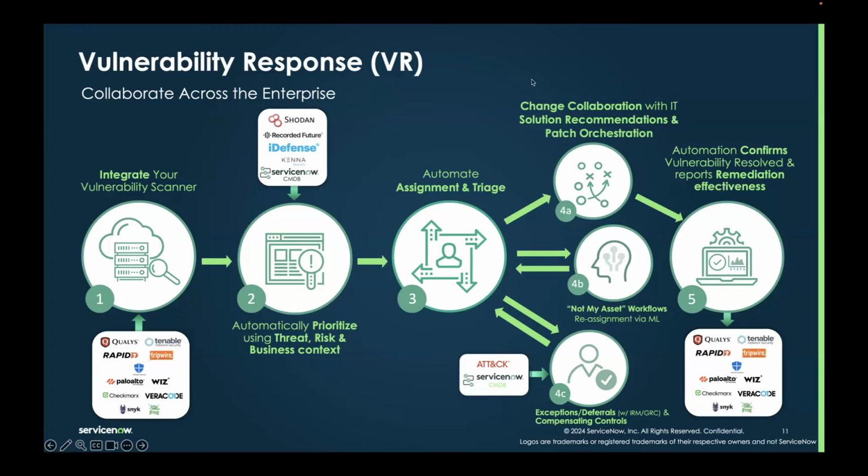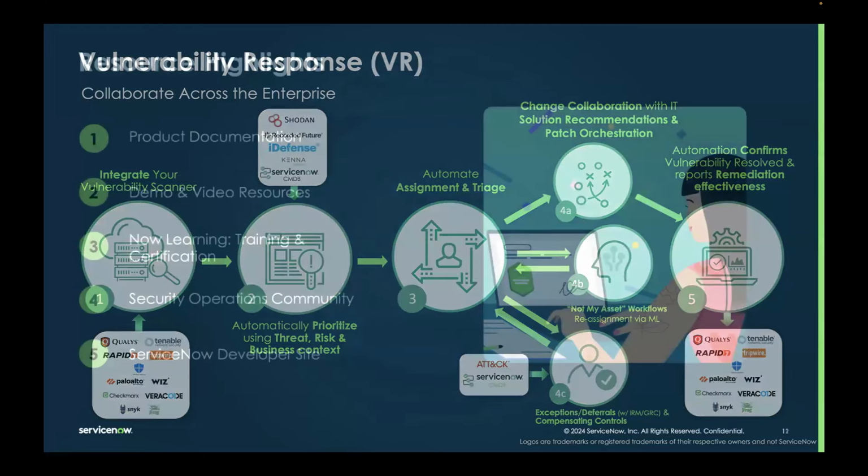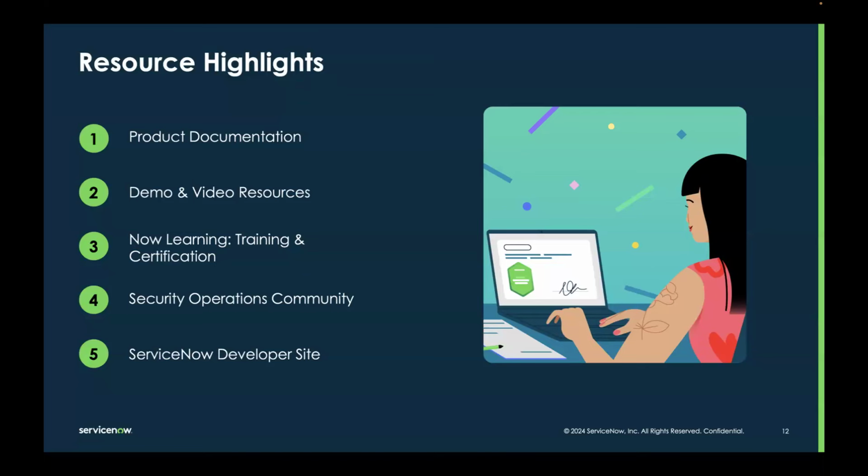So it covers the entire loop from ingesting those vulnerabilities in the Now platform to prioritizing them, making sure we are assigning risk calculators and assignment rules, triaging them, applying patches and solution recommendations, and then finally closing it out with the rescans and checking whether those vulnerabilities have been remediated or not, right? So this is how the VR product line can go through.